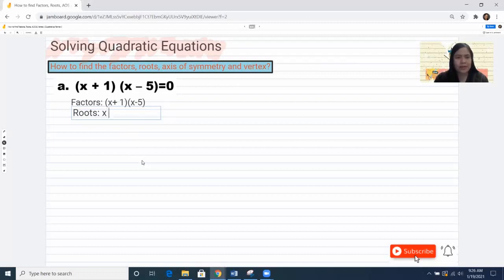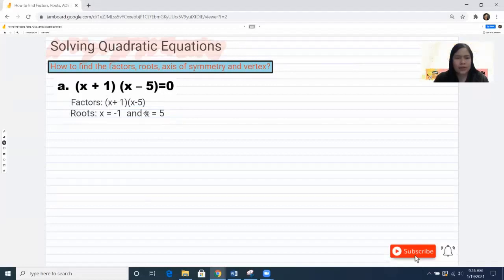So we have x is equal to, the first root is -1, because if we apply the zero product property here, we'll equate the first group, x plus 1, to 0. Moving 1 to the other side, we write the opposite sign, so from positive it becomes -1. And then for the second root, we have x is equal to, same, moving -5 to the other side, it becomes +5. Don't get confused about the difference between the roots and factors.